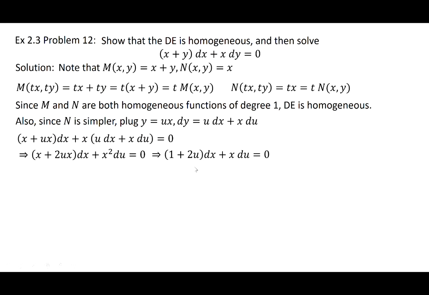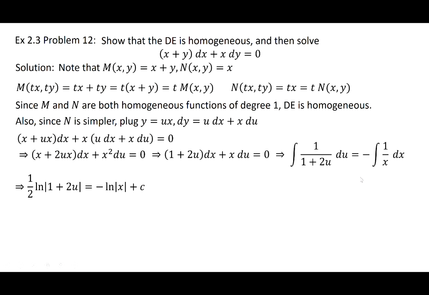Okay, what do we do now? Can we use separation of variables? Can we separate the u's and x's? Yep. 1 over 1 plus 2u equals negative integral 1 over x dx when you separate. And you can integrate them. Since I have covered integration, and this is all simple integration, I won't spend too much time.